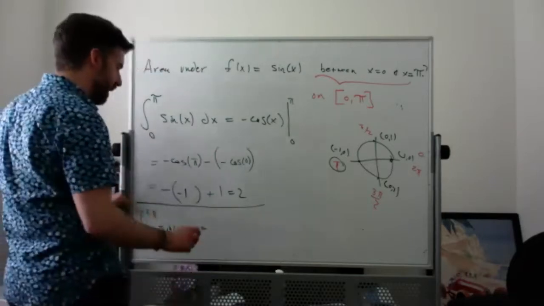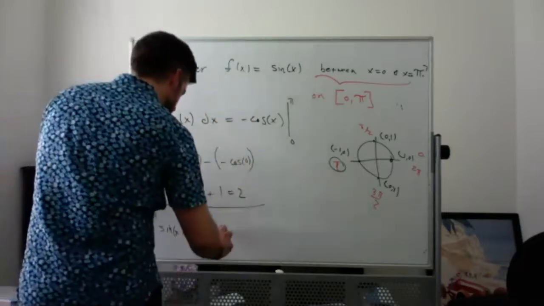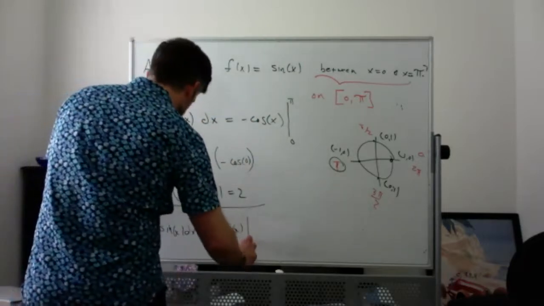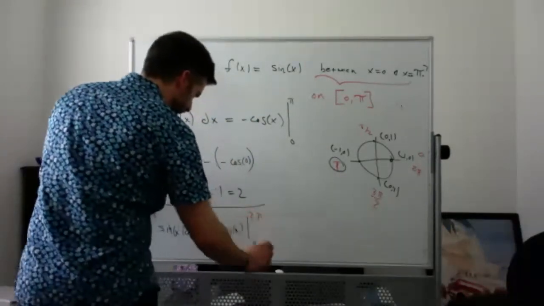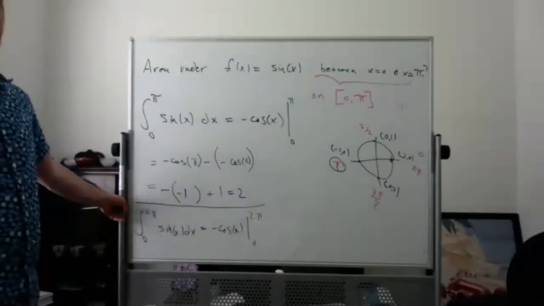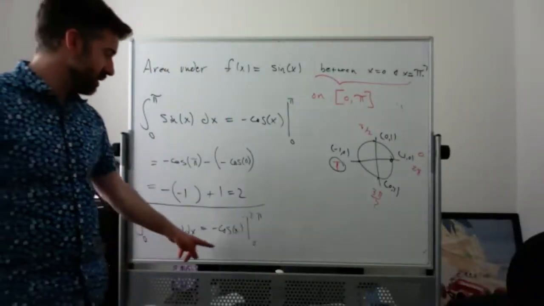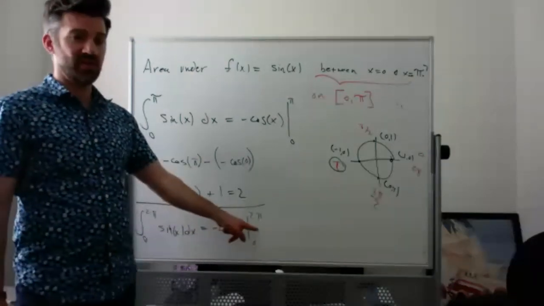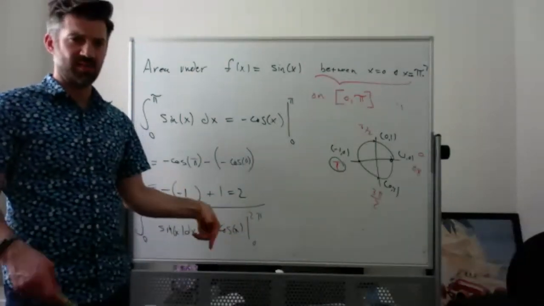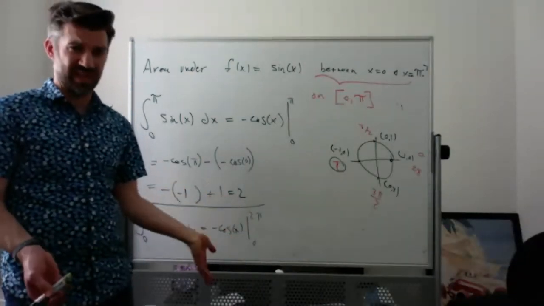Well, if I do that, I get the same antiderivative, negative cosine of x, now from 0 to 2 pi. And now here's the thing. I don't really have to go any further to know what the answer is, because I know that cosine of 0 and cosine of 2 pi are the same. So when I subtract them from each other, I should get 0.